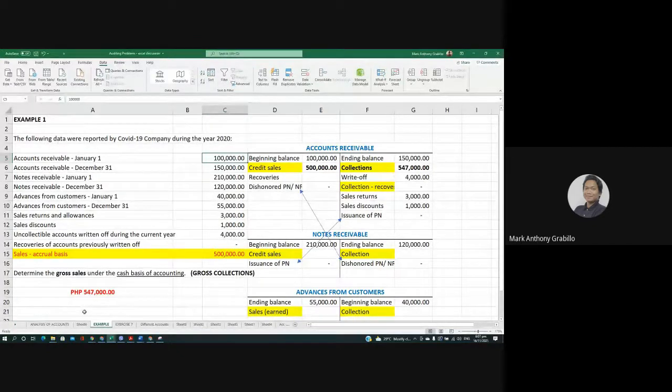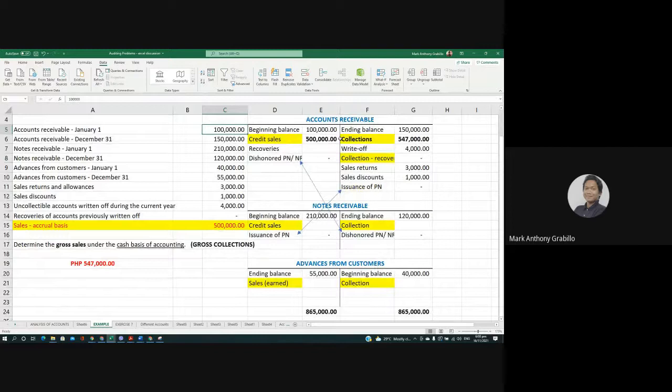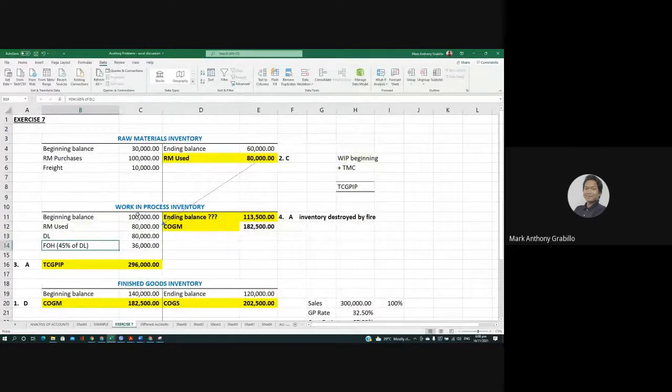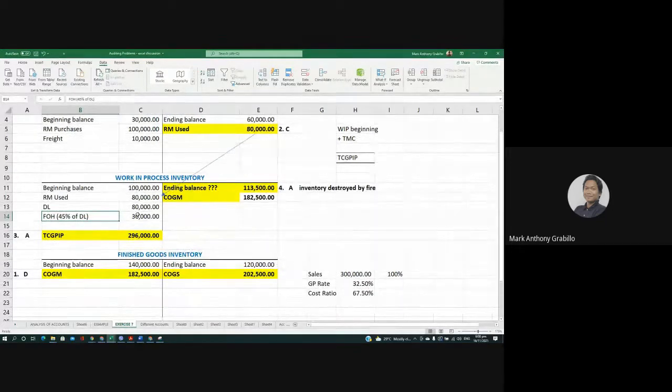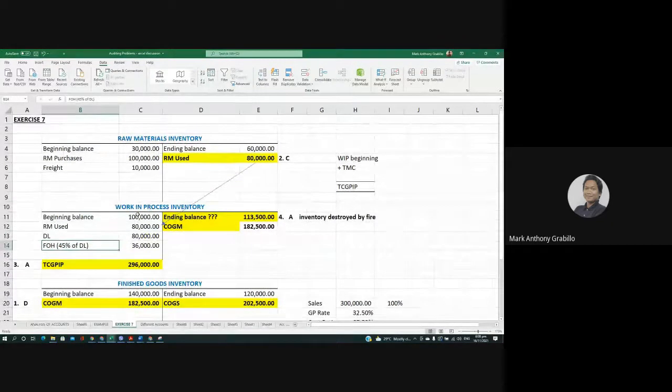Napag-aralan din natin yung isang example. I gave one example regarding accounts receivable, notes receivable, and advances from customers. Dito na-check natin ano yung relationship ng iba't ibang account sa bawat isa. Napag-aralan din natin yung one exercise, number 7, kung saan pinag-aralan naman natin yung analysis ng raw materials, work in process inventory, saka finished goods inventory.